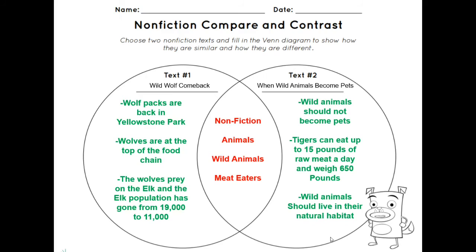Now, there are ways that the passages or the texts were different. Now, some of the ways that they were similar is that they were both nonfiction texts. They talked about animals, specifically wild animals, and it talked about animals that were meat eaters. So if you have anything like this, then you are absolutely correct. If you have something a little different for your contrast, then you possibly could be right. But these should be the things that you really see for your compare on how they are the same.